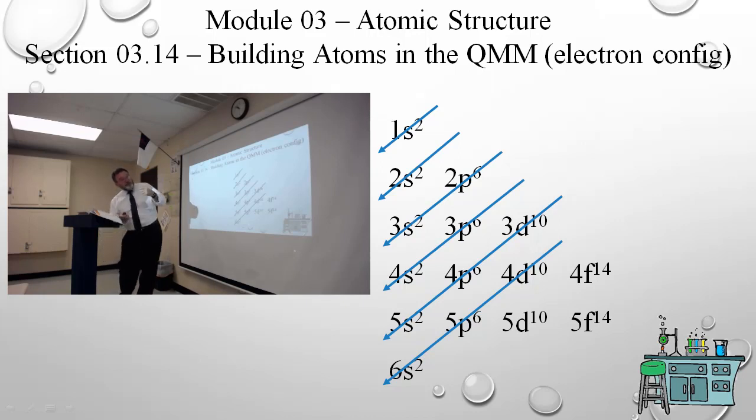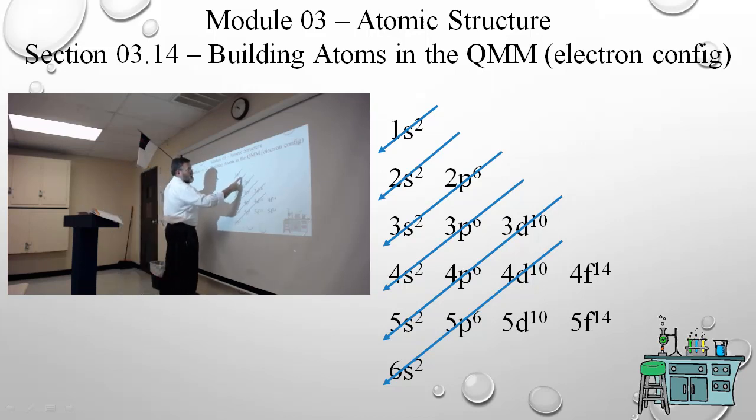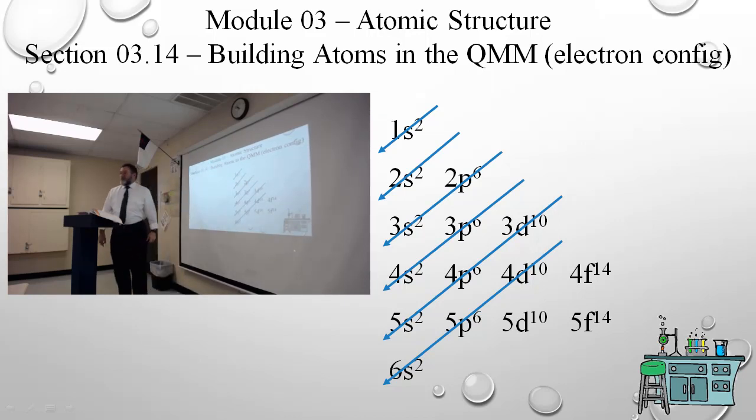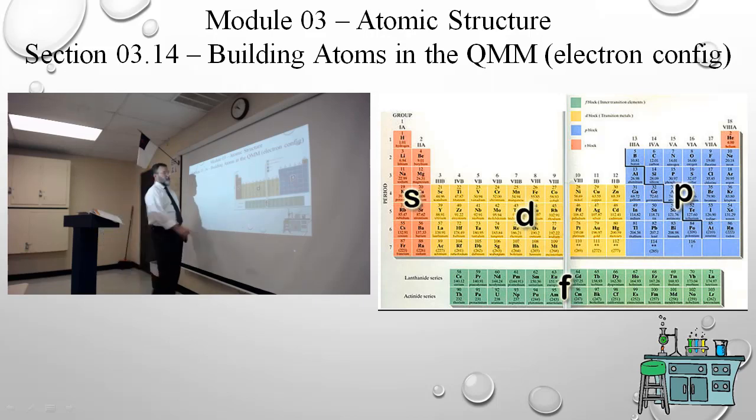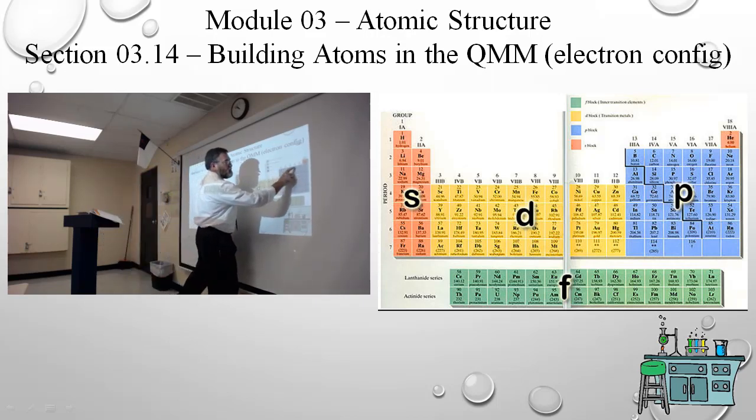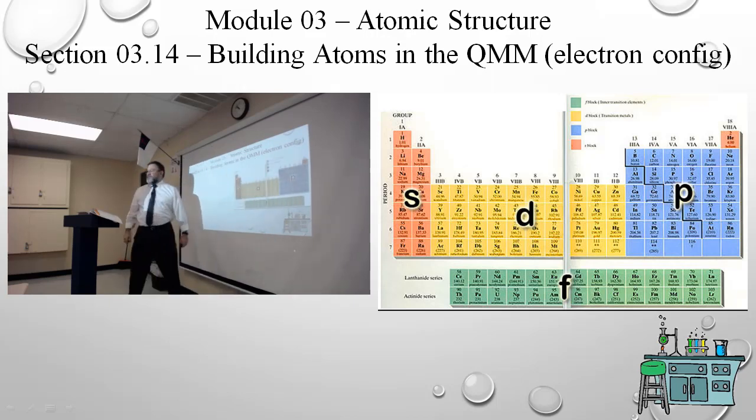Neon. It's over there at 10, right? How am I going to place my 10? 2, 4, 10. My electron configuration would be 1s2, 2s2, 2p6. If I look at it this way, what would it look like? 1s2, 2s2, 2p 1, 2, 3, 4, 5, 6, 2p6.